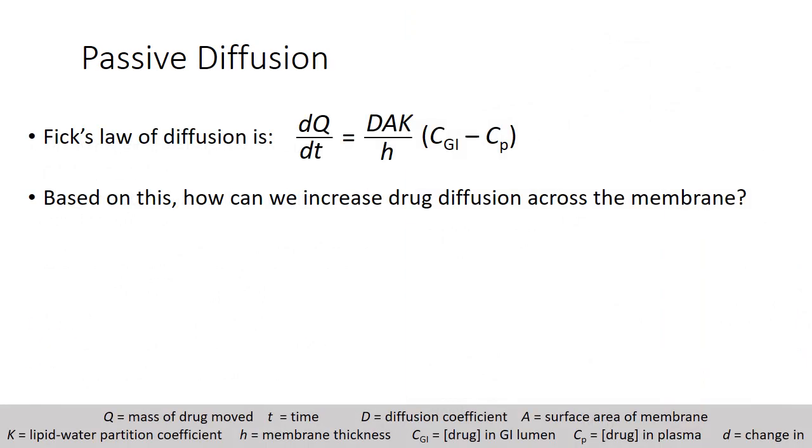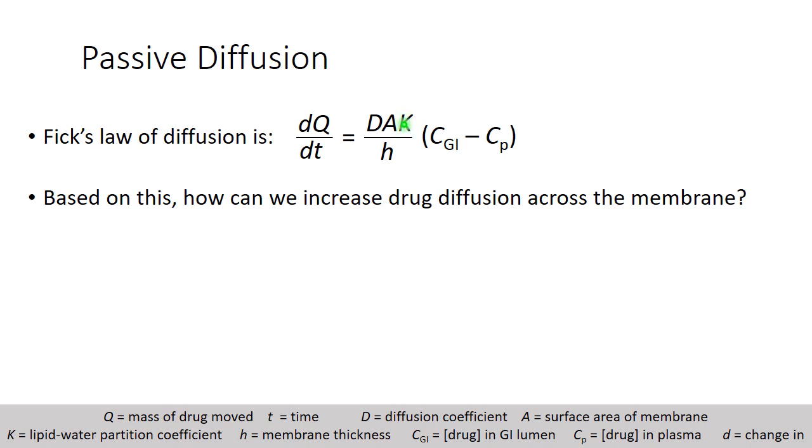Fick's law of diffusion is specifically for passive diffusion. If you look again on the bottom, there's the key. Q is the mass of drug moved, T is time. So the change in the mass of drug moved over the change in time, or just the mass of drug over time, equals a diffusion coefficient, which is unique for each different drug, times the surface area of the membrane, times the lipid water partition coefficient. That's critical, and it depends on the chemical makeup of the drug.